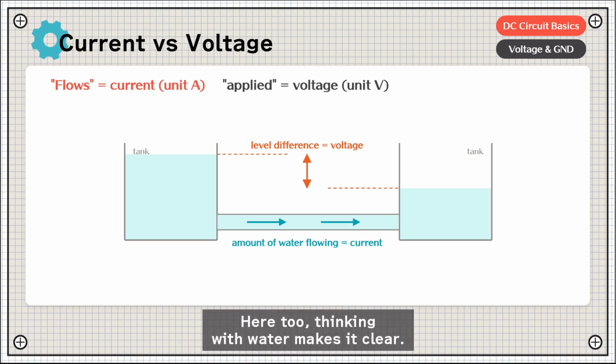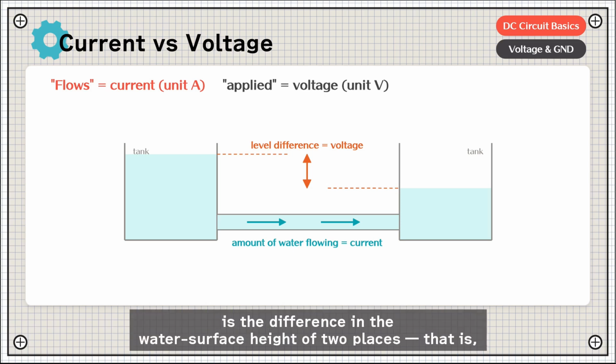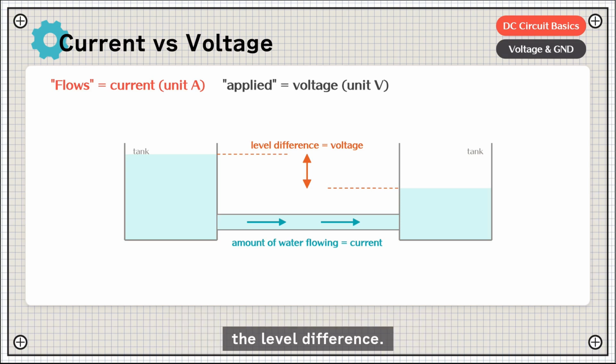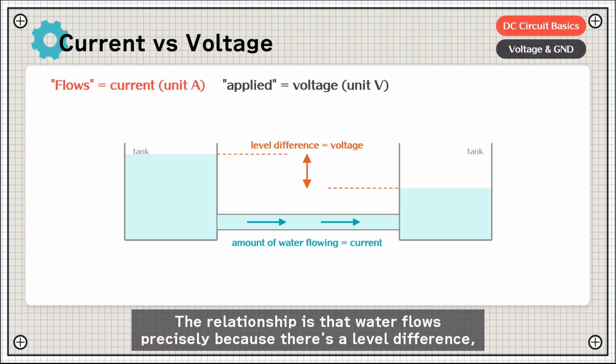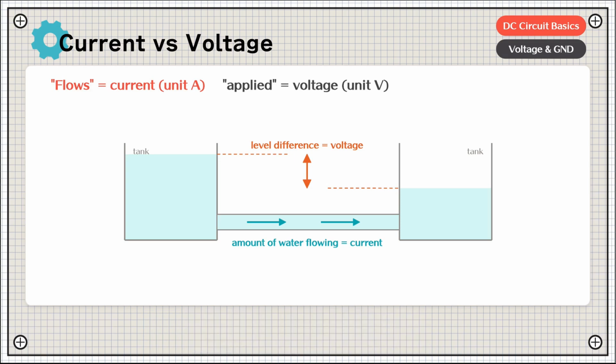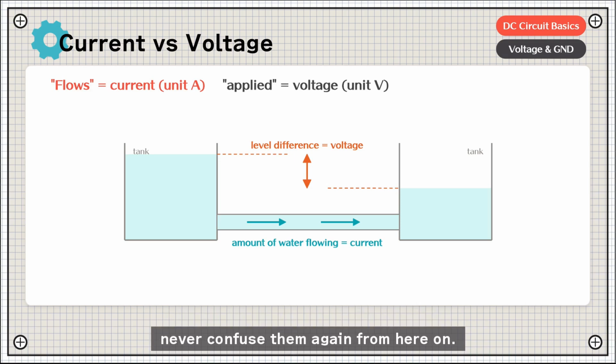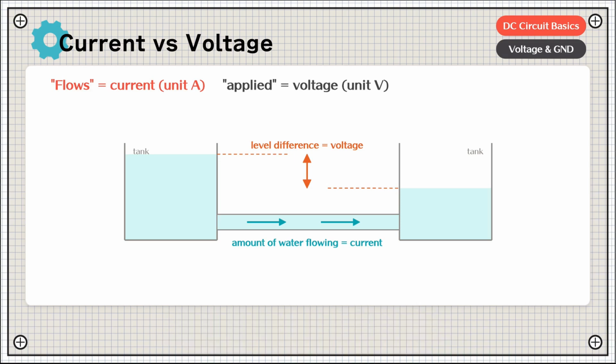Here too, thinking with water makes it clear. Current is the amount of water actually flowing through the pipe. Voltage, by contrast, is the difference in the water surface height of 2 places, that is, the level difference. The relationship is that water flows precisely because there's a level difference, and the amount of water flowing and the height difference are completely separate quantities. Voltage is applied. Current flows. Remember it with this one phrase and you'll never confuse them again from here on.